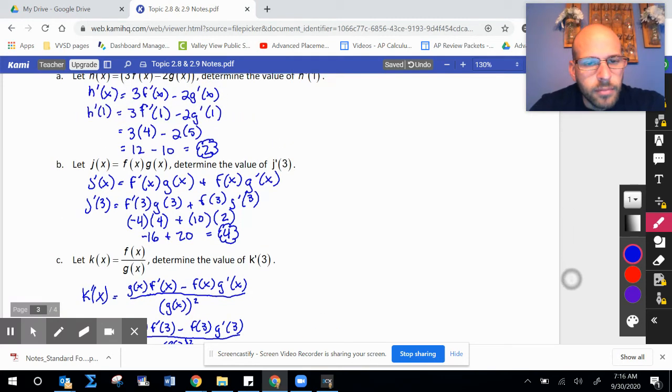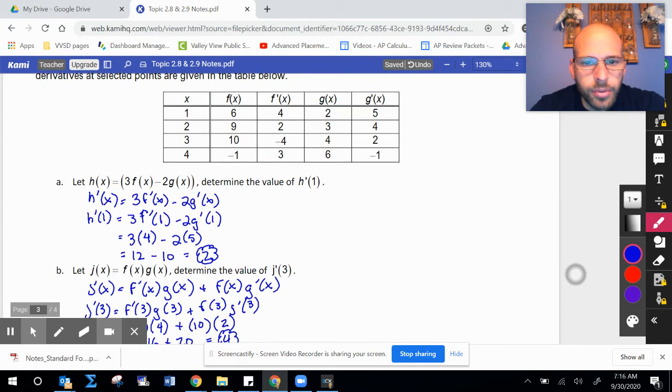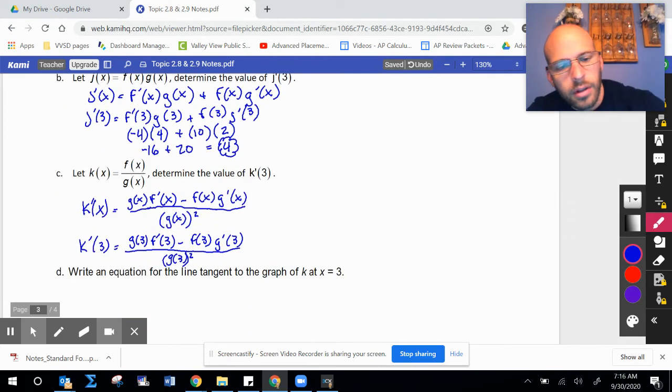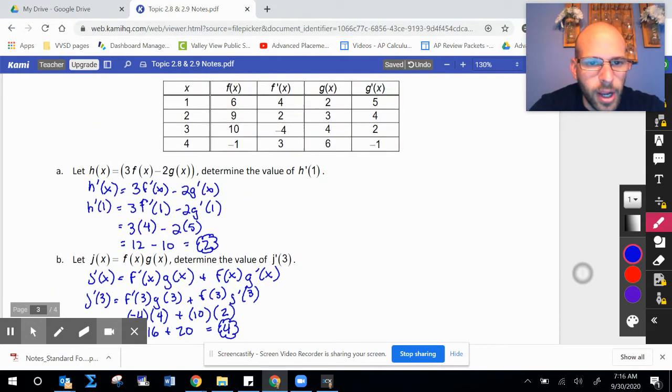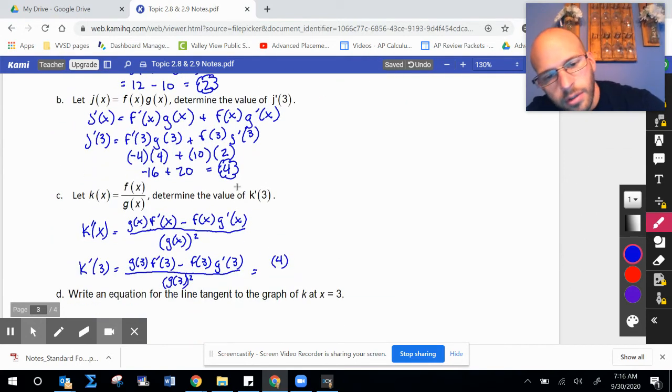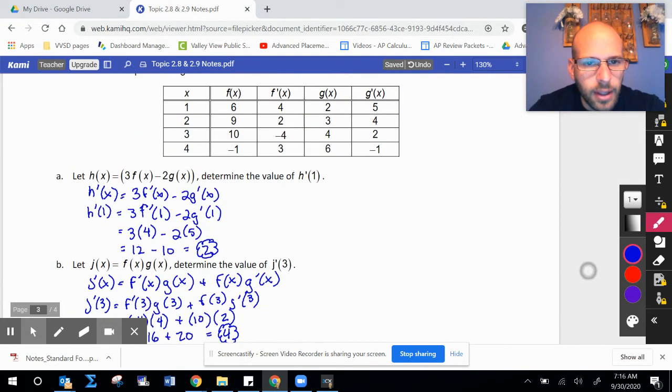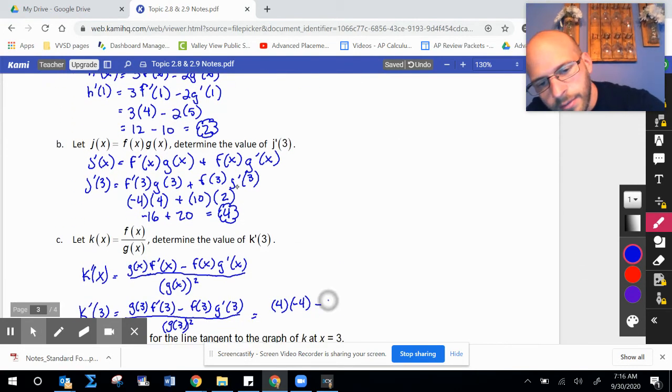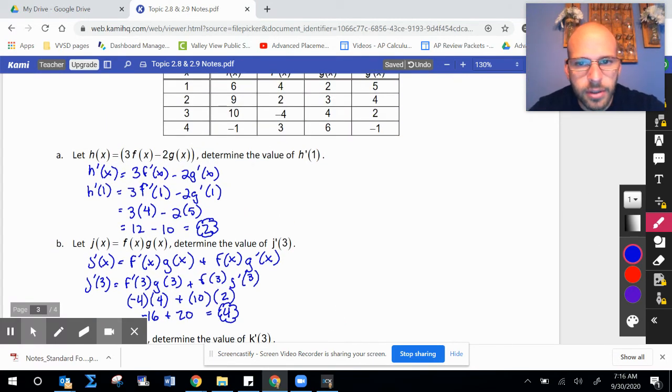So let's figure out some numbers. g of 3 is 4. f prime of 3 is negative 4. f of 3 is 10. g prime of 3 is 2.